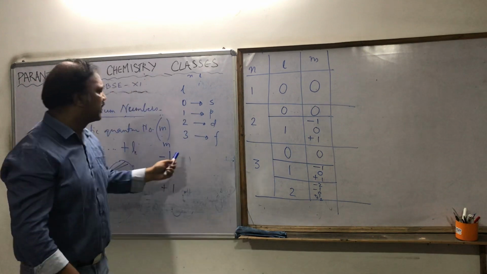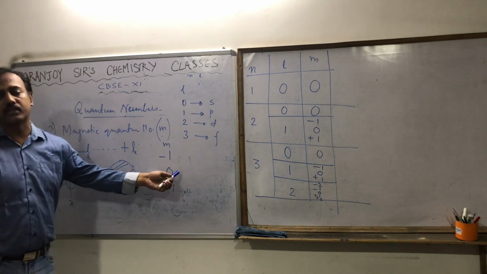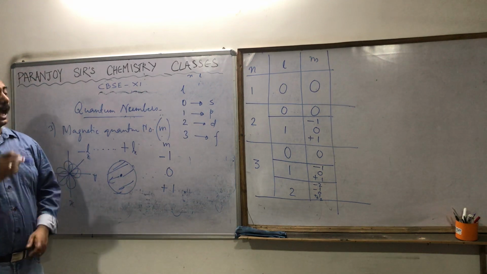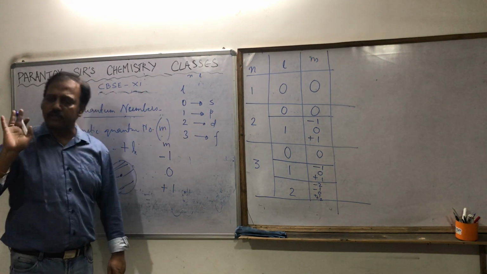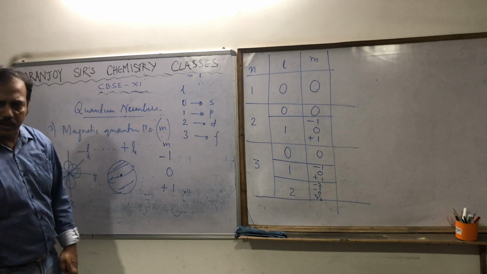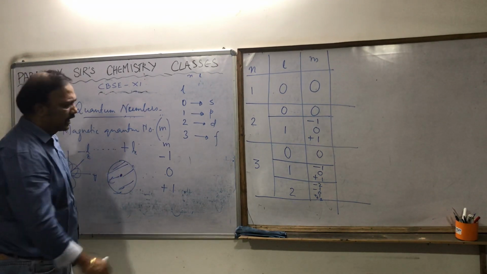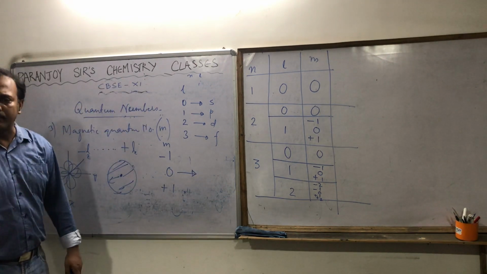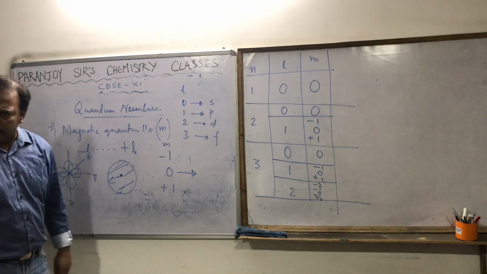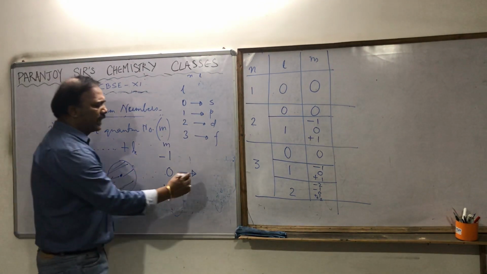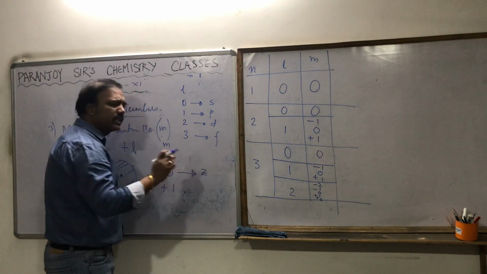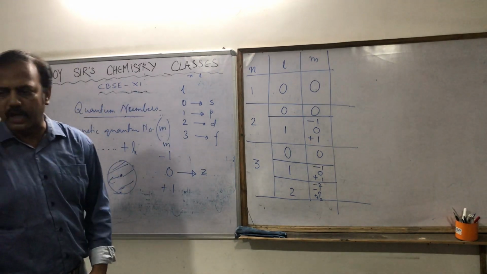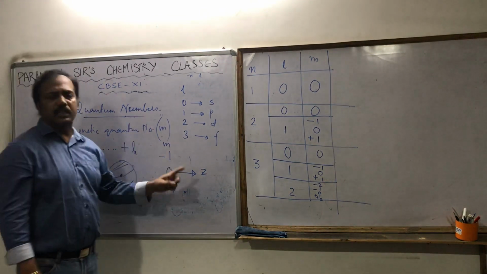Now, who is indicating what? -1 is indicating what, 0 is indicating what, +1 is indicating what? I will come to the reason for that afterwards, maybe in the next chapter, not now. At this moment, if the value of m is 0, by convention, there is no logic, this is taken as the z-axis because it is an internuclear axis. You will understand this in the next chapter.